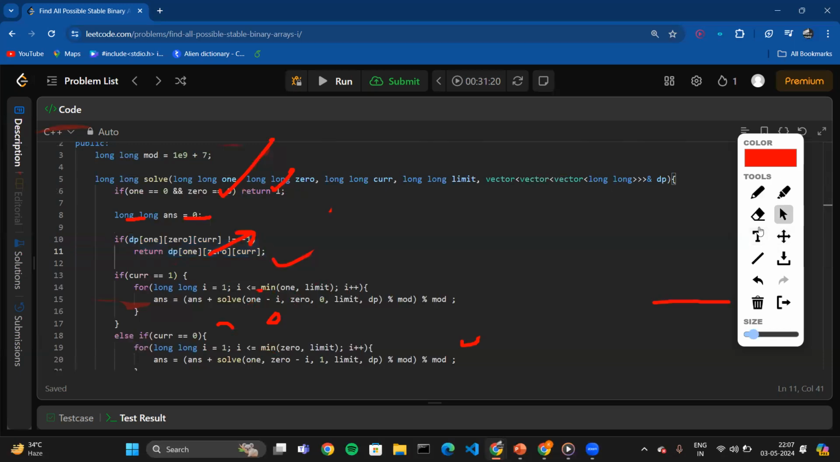What will be its time complexity? Its time complexity will boil down to traveling over ones, zeros, and then the limit also. So nearly n cube will be the time complexity. And we are using a 3D DP, but the third dimension is only of size 2. So nearly n square is my space complexity, and this one is my time complexity.